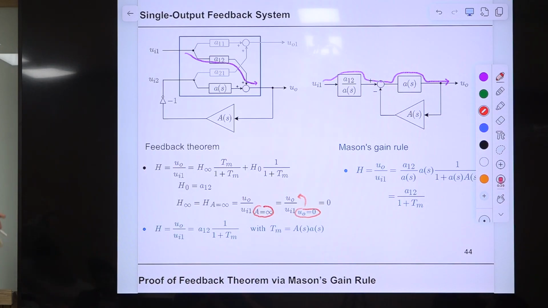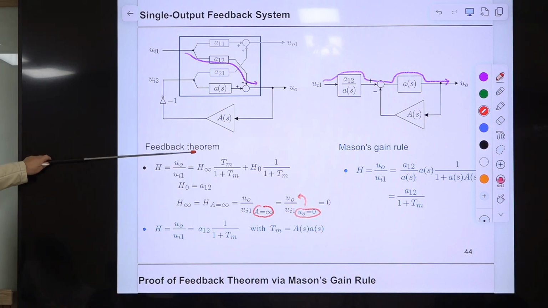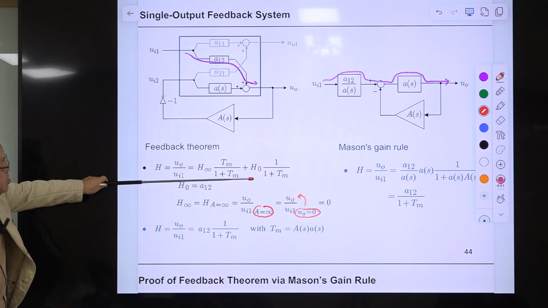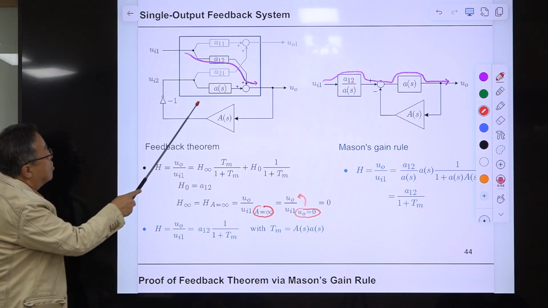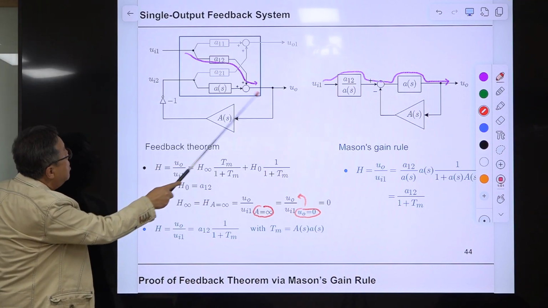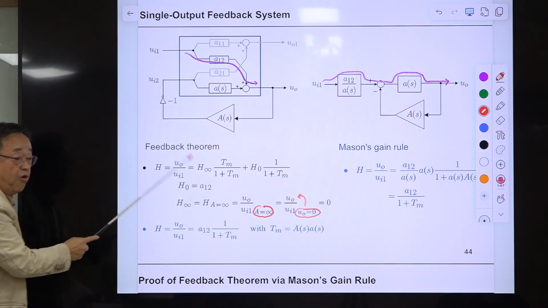Okay, you learn this in the automatic control course, right? So this is one differentiation of that, and we apply the feedback theorem to obtain the input to output gain from here to there. Okay, then this is the general equation. Then this one, this is the open. Okay, so this is 0. Then this one is going like this. So the gain from here to there with feedback open is A12.